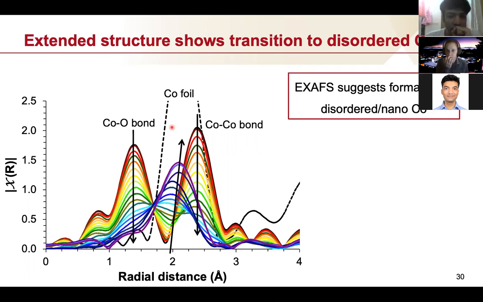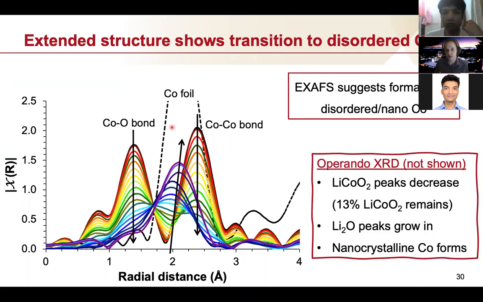So it's nano structured. We also did operando XRD, which I'm not going to show, and that agrees as well. So we can see that the lithium cobalt oxide peaks are decreasing. It agrees with this 13% remaining. And we do see some amorphous or nanocrystalline LiCoO peaks growing in, and a little hint of cobalt forming, but it's nanocrystalline, so it's hard to see with diffraction. So we're very confident that we can see cobalt and lithium cobalt oxides. And those are the only two species that we have.